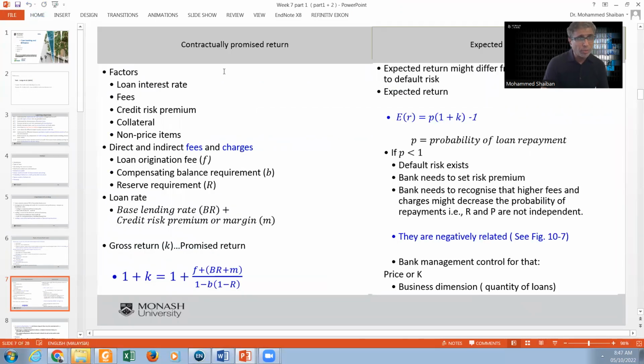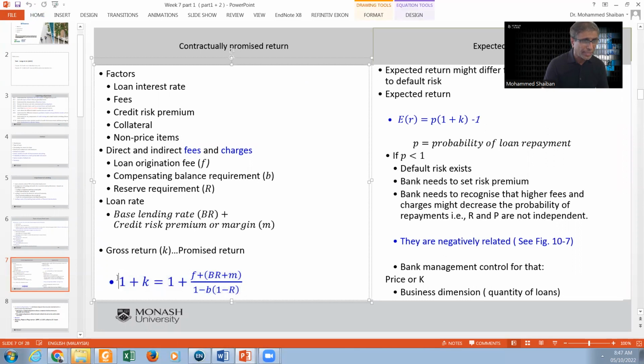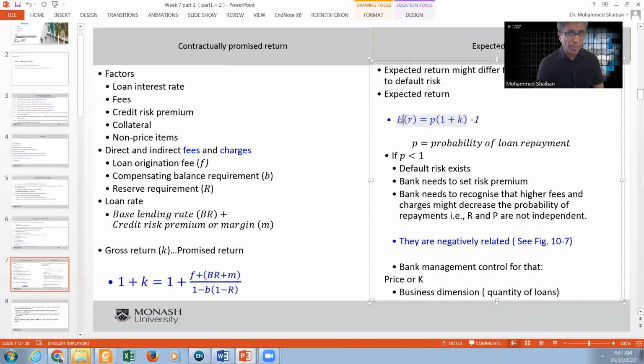Now, when we come to the contractual problem, the contractual return and the expected return, please be aware of it, especially this formula. I can give you this formula, as I explained in part 2 of workshop number 7, which I recorded for you. I can give you all this data, and at the same time, I will not ask you to calculate the K, but I will ask you to calculate the expected return, especially when we have collateral.